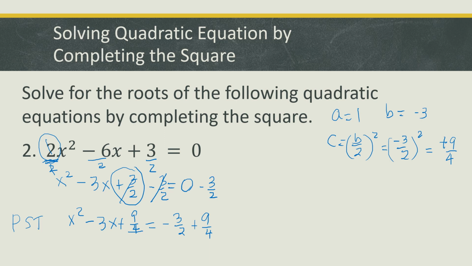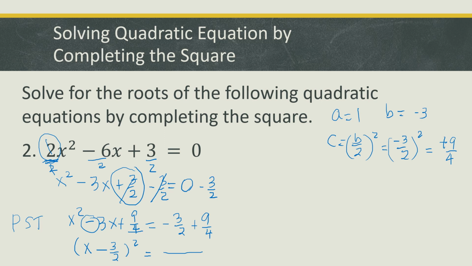And in that case, we can now have a square of binomial. Square the first term, x. Square the last term, 9 over 4, is 3 over 2. Since the middle term is negative, we have now negative. The right side equals, so simplify, negative 3 halves plus 9 over 4.